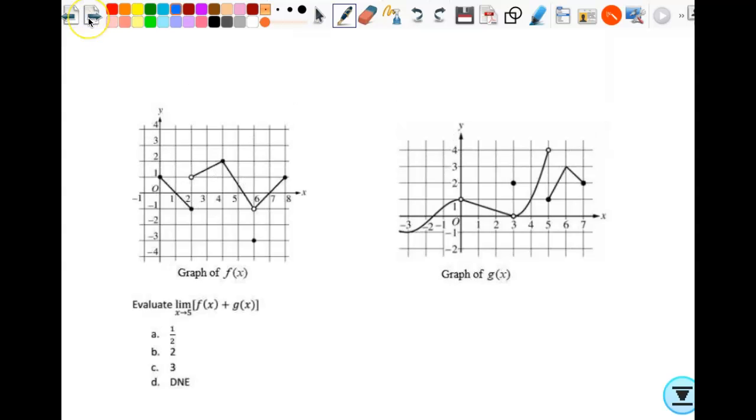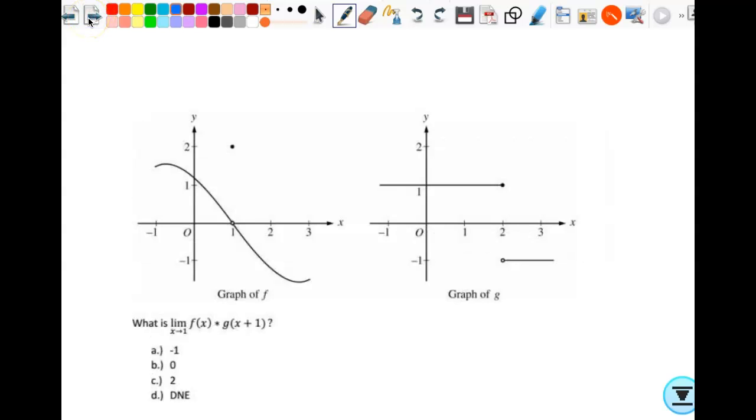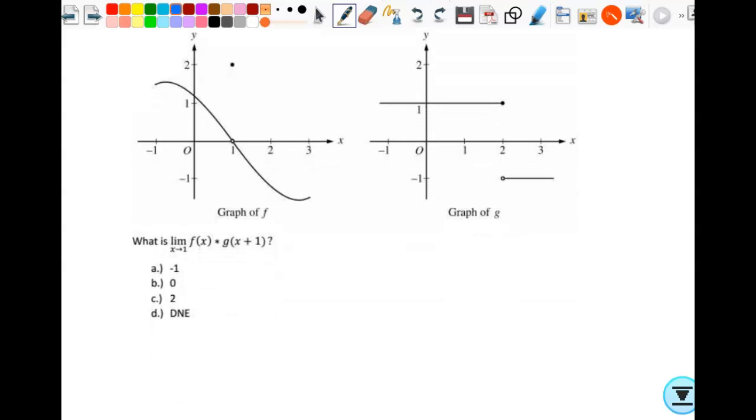Okay. Let's see. I think there's a couple more. I think this one, let's see. I think this is the same one we already did. Did we do these? Yeah, we did that one. That one does not exist. Some of these were the same. Okay. So let's look at this one.